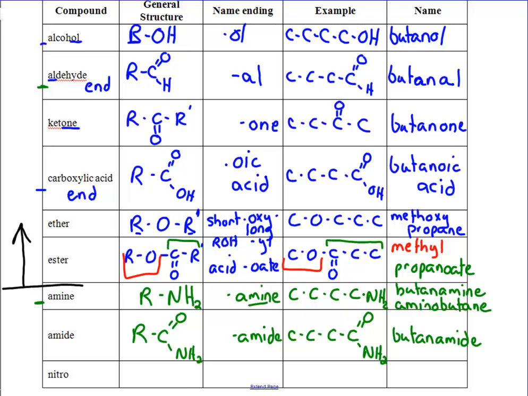The nitro group, again, can be stuck pretty much anywhere, and this functional group is a prefix. So I would name this as nitrobutane. And that is a very quick run through organic, covering the stuff that hopefully you will need to know, and probably more than you need to know, for the upcoming test.